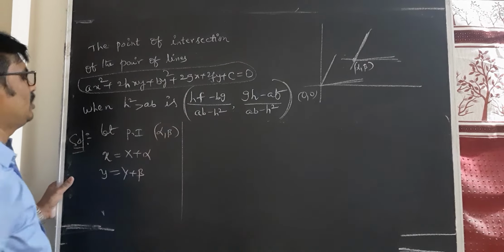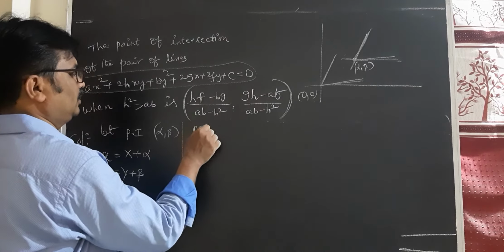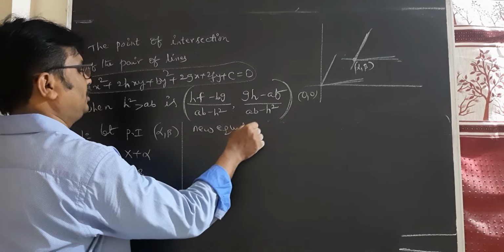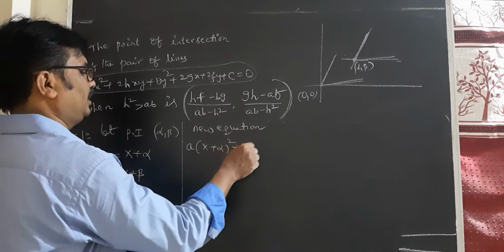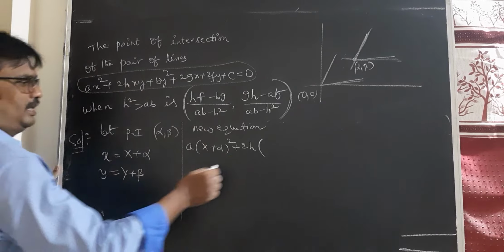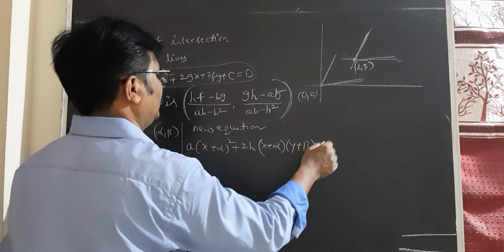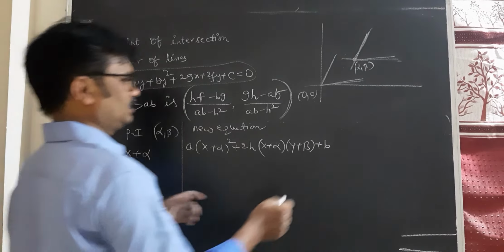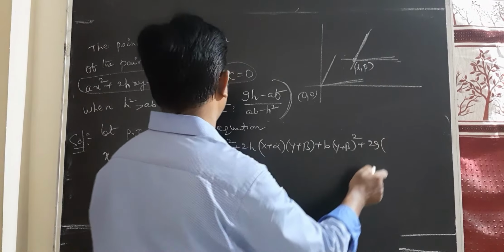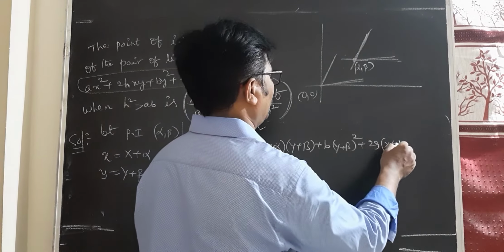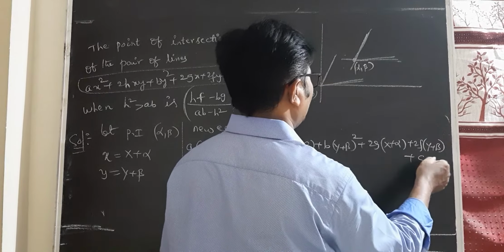Dear students, the given equation is small a. All of you write down the new equation. The transformed equation is a times (capital X plus alpha) whole squared, plus 2h times (X plus alpha) times (Y plus beta), plus b times (Y plus beta) whole squared, plus 2g times (X plus alpha), plus 2f times (Y plus beta), plus c equals 0.